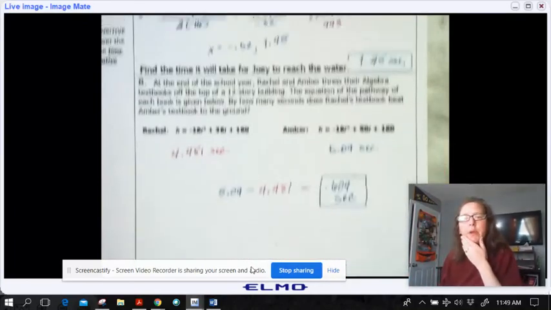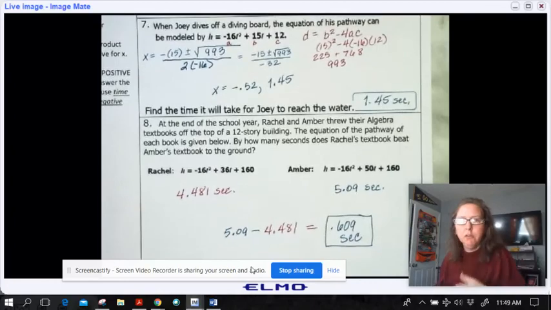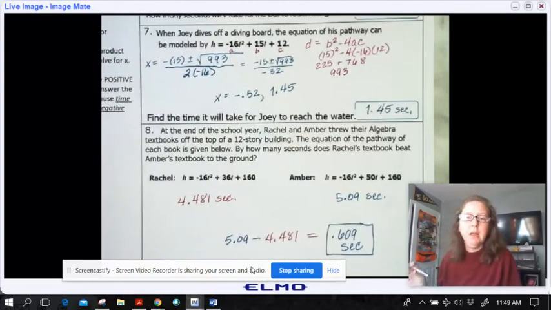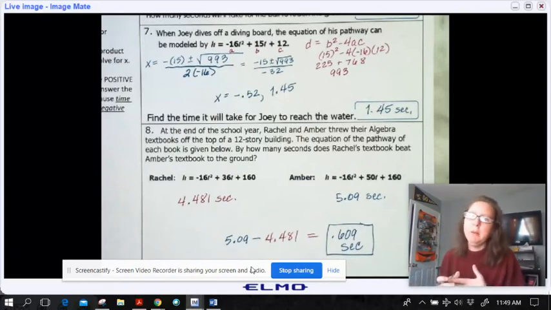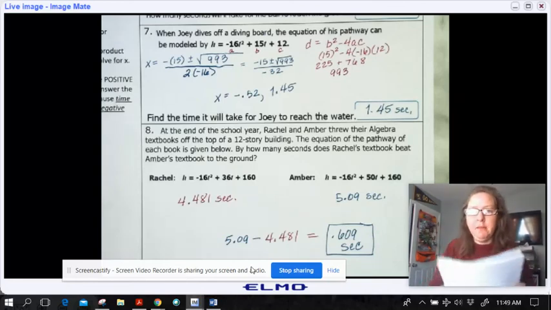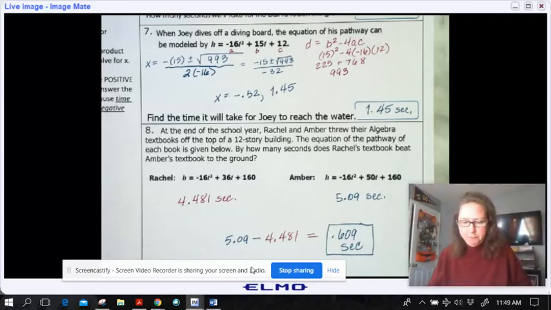Okay, so we could very easily have solved both of these equations using the quadratic formula and come to that same conclusion. I just kind of wanted to speed this up a little bit and show you that yes, you can still use the Desmos calculator to solve any types of problems like these, okay?